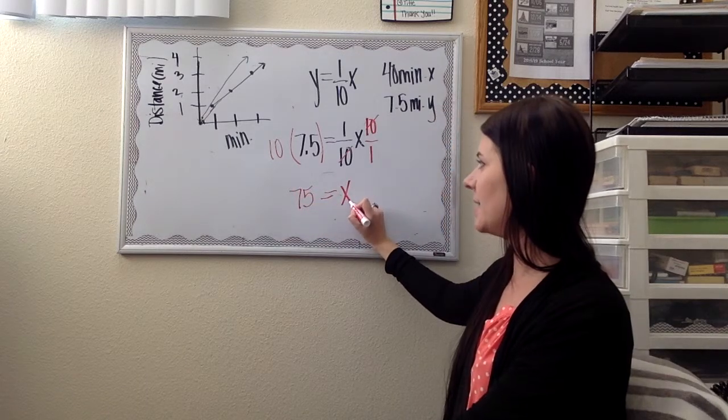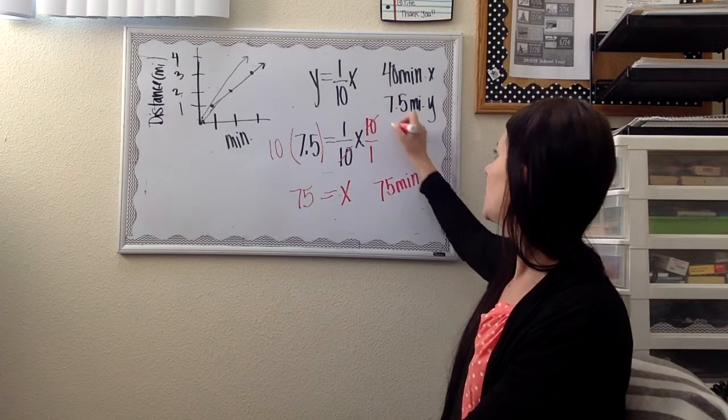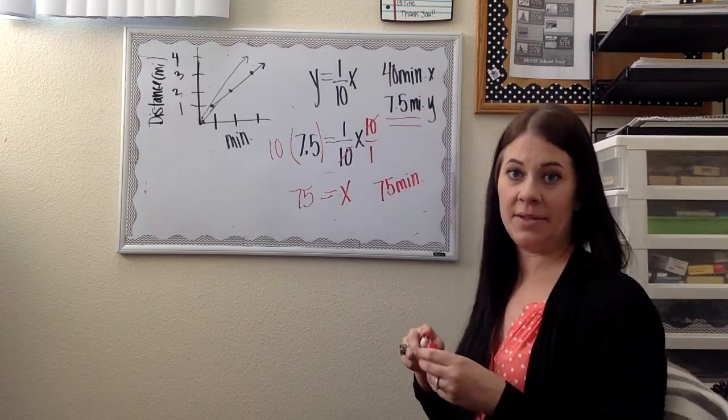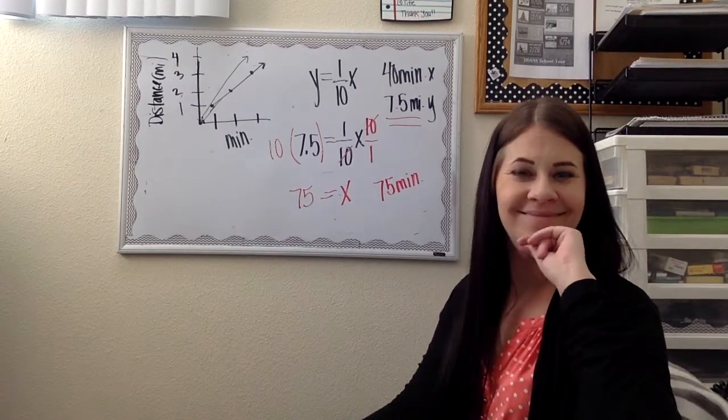Don't forget what x is. X is minutes, so that means 75 minutes to go 7.5 miles, which you're never going to see me do because I can barely run 1 mile.